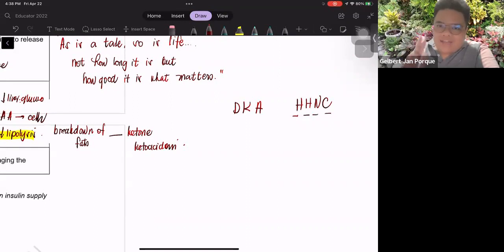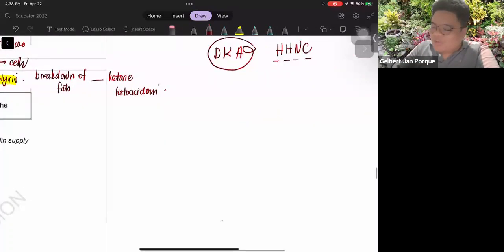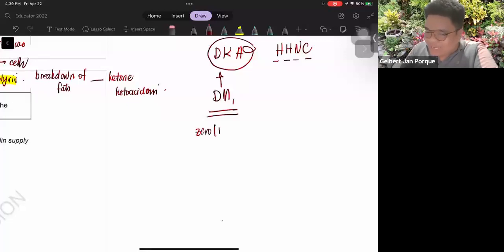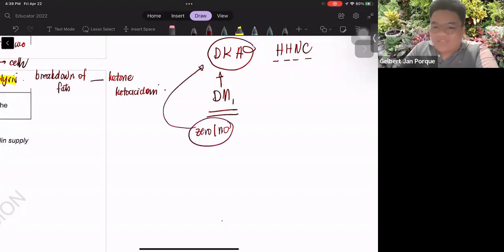Class, sa duha ka klase ka diabetes, DM1 kag DM2, sino ang mas prone sa DKA? Between DM1 and DM2, who would be more prone sa DKA? Class, kung gamiton ko ni ang knowledge ko about insulin nga naga-prevent sang lipolysis, you will be able to deduce that DM1 is prone to DKA. Nga, class, ano ang insulin sa DM1? Naggamay lang or zero insulin gidya? Very good. Zero insulin kagidya, class. No insulin kagidya sa DM1. For that reason, your patient will be at risk for DKA.